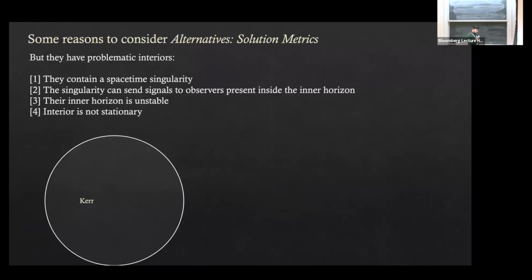Okay, so Kerr black holes are the ones that we love and cherish, but they have some issues. In particular, they have problematic interiors. They have a spacetime singularity, as we just saw. Furthermore, the singularity can send photons or signals to observers present inside the inner horizon. And even worse, the inner horizon itself is unstable through mass inflation instability, etc. So the Kerr metric may well describe the exterior geometry, but it's likely not going to describe very well the interior geometry of astrophysical black holes.